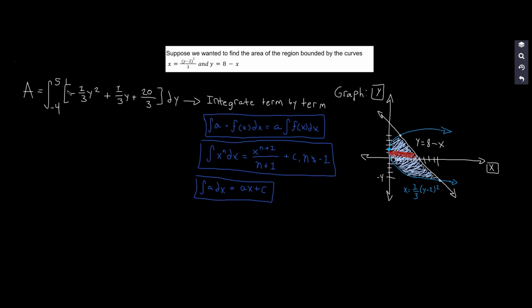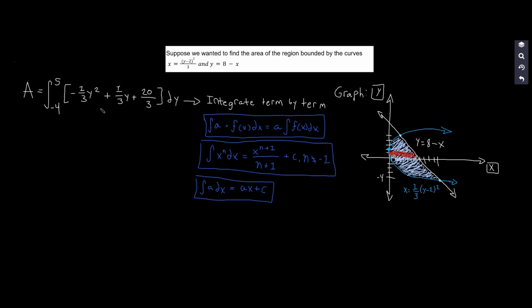Okay, let's integrate term by term. So the first term is negative 1/3 y squared. Via the constant multiple rule for integration, the negative 1/3 comes outside of the integral. So really, we're just taking the integral of y squared. Now, to take the integral of y squared, please bring your attention to the power rule for integration beneath the constant multiple rule for integration.